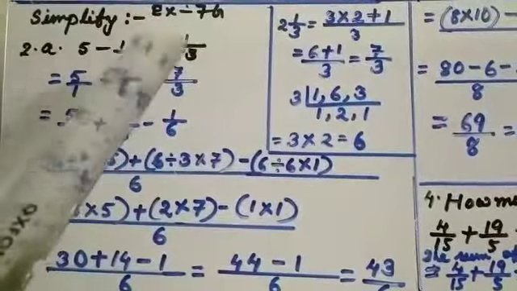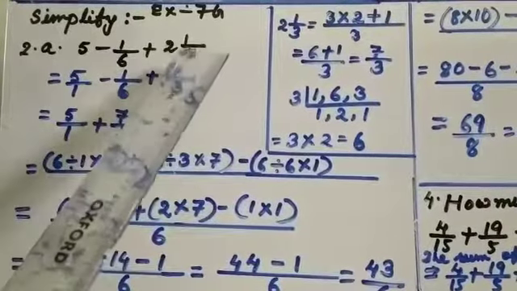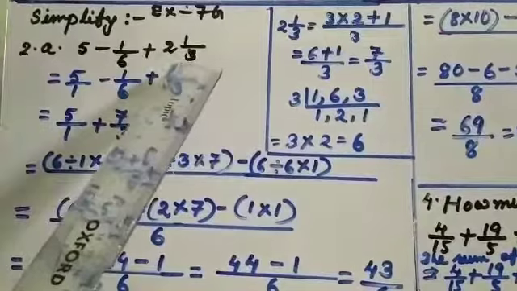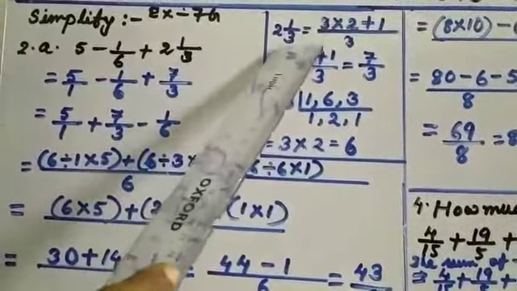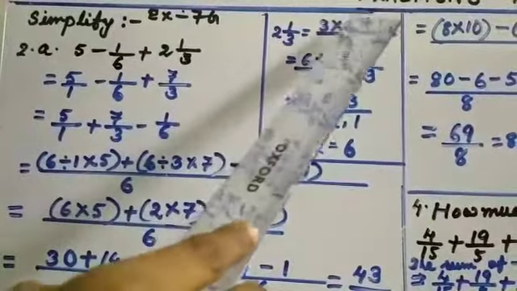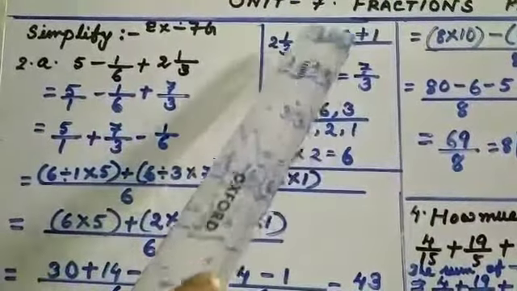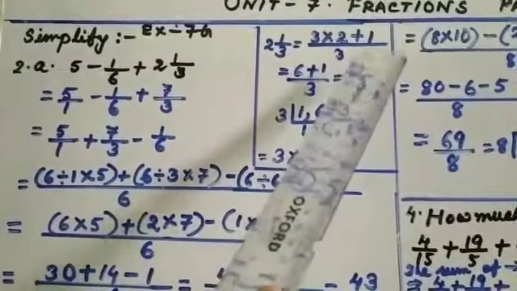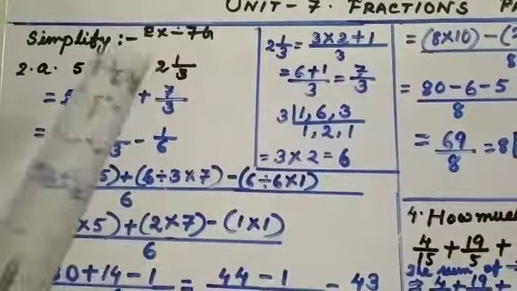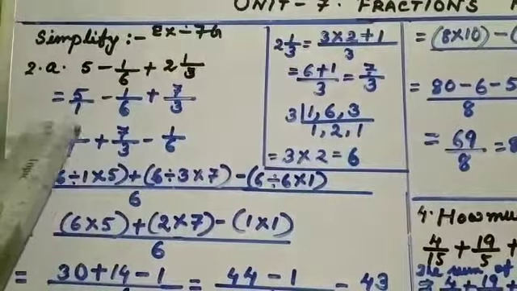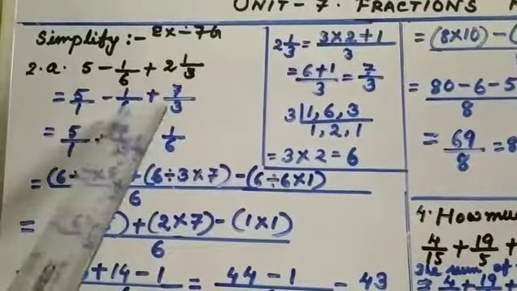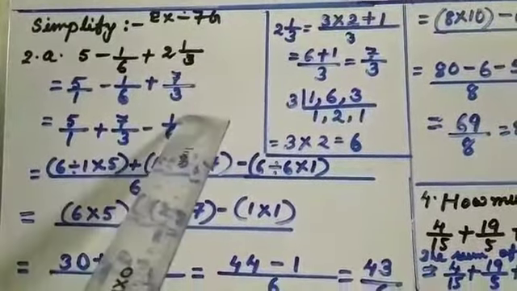So first you know what you have to do. You have to change this mixed fraction into improper fraction. So 2 whole number 1 by 3 is equal to 3 into 2 plus 1 divided by 3. 3 2s are 6 plus 1 by 3 is equal to 6 plus 1, 7 by 3. So here what you will write? 5 by 1 minus 1 by 6 plus 7 by 3.